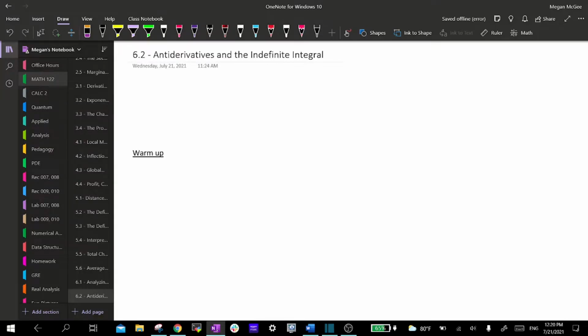Alright, welcome to section 6.2, Antiderivatives and the Indefinite Integral. So in our last section, I made a comment that antiderivatives and integrals were closely related, and today we're going to be getting into that a little bit more.